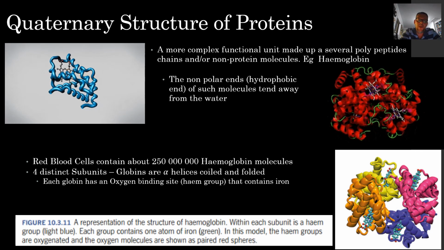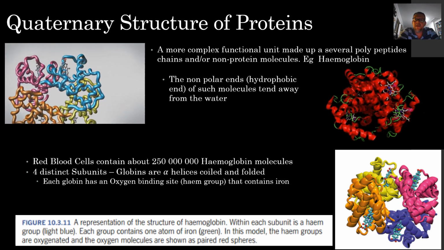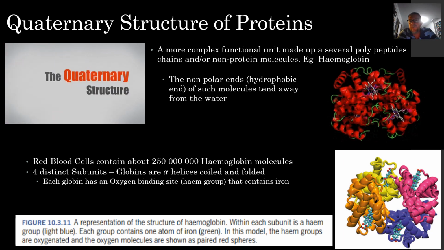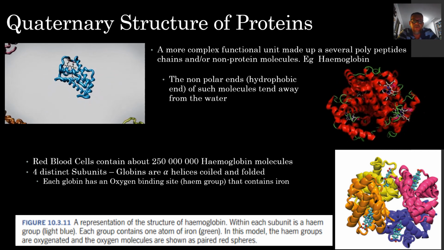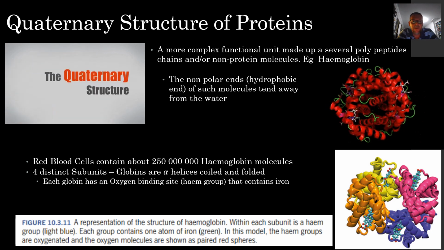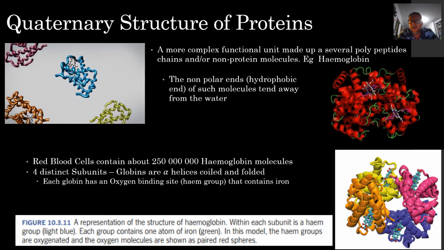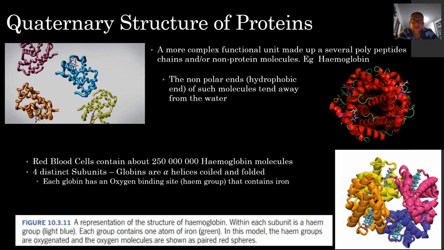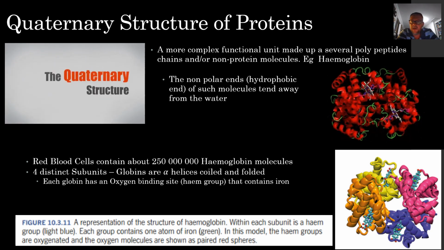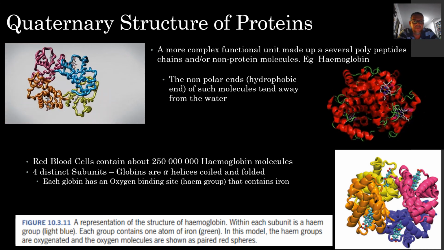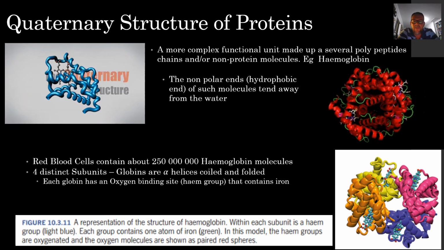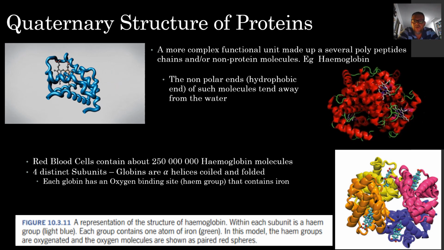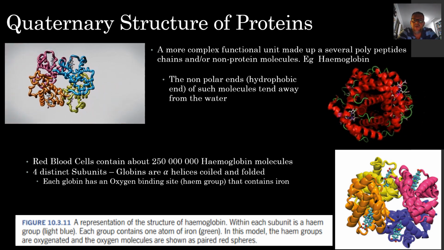And finally, if we look at the quaternary structure of proteins, sometimes you're going to get several polypeptides joining together, or polypeptides joining with non-protein molecules. Now, hemoglobin's an interesting one. We've got 4 peptides joined together. Now, these peptides are globins, so essentially they're alpha helices. They're coiled and folded, and each of these helices has an oxygen binding site that contains iron. So this makes hemoglobin actually a lot more effective than a basic chemical interaction. It's better for transporting oxygen around your body than any other molecule of its size. So it's quite an astounding molecule.